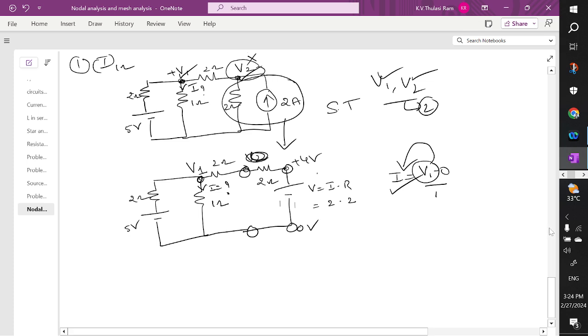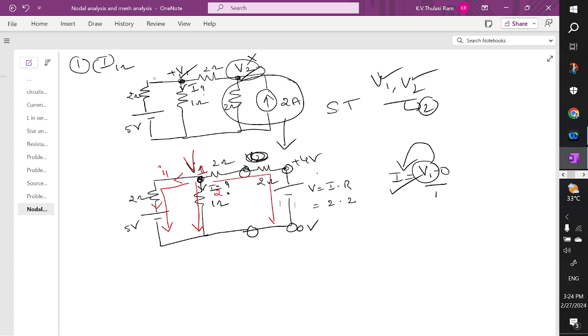Now let's try to understand the problem. You see here, as I already told, mark this as higher potential. Current flows from high potential to low potential. This is the current in this branch. Mark this current as I1. Mark this unknown current as I2, flowing from high potential to low potential. Mark this current flowing from high potential to low potential as I3. So now we are going to apply Kirchhoff's current law at node V1.